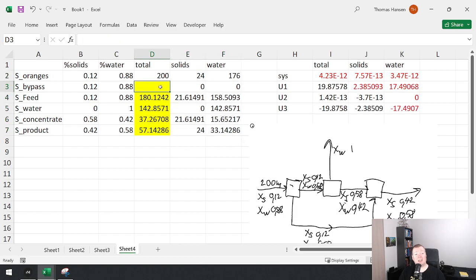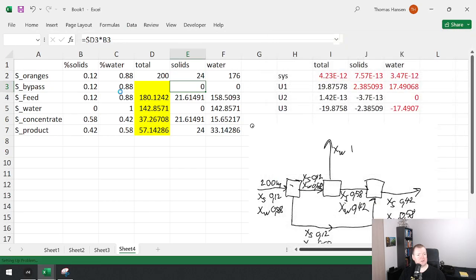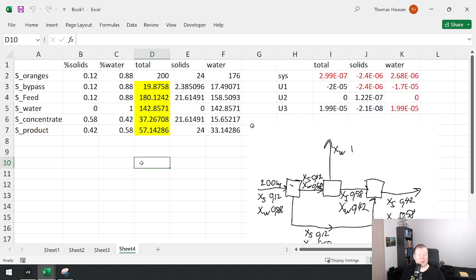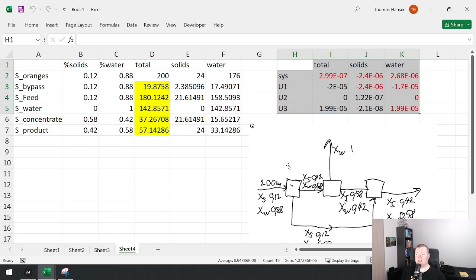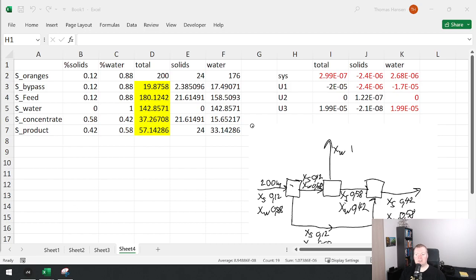And again, I don't care that I don't know what the mass of my bypass stream is. The mass of the solids in my bypass is still going to be the total mass in my bypass times 12%. At some point, I'm going to figure out what this value is. And when I do, then this will automatically be calculated and be correct. So let's just solve it again so we have it. There we go. And finally, I have a section where I set up all of my equations and try and keep track of degrees of freedom and all of this. So I think that was it for today.